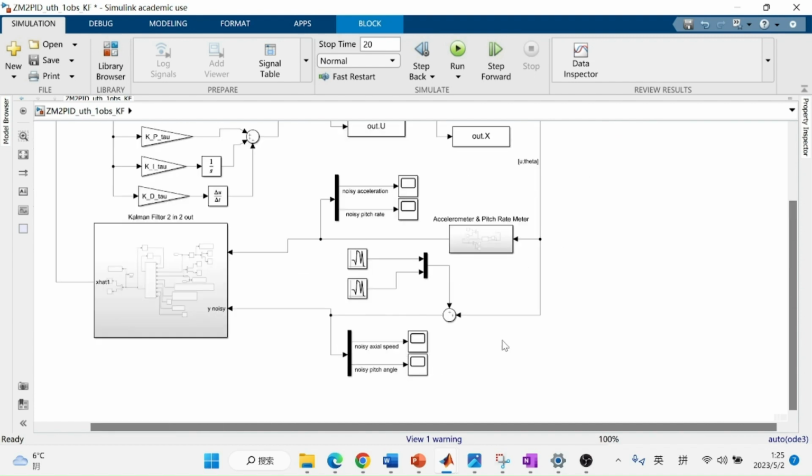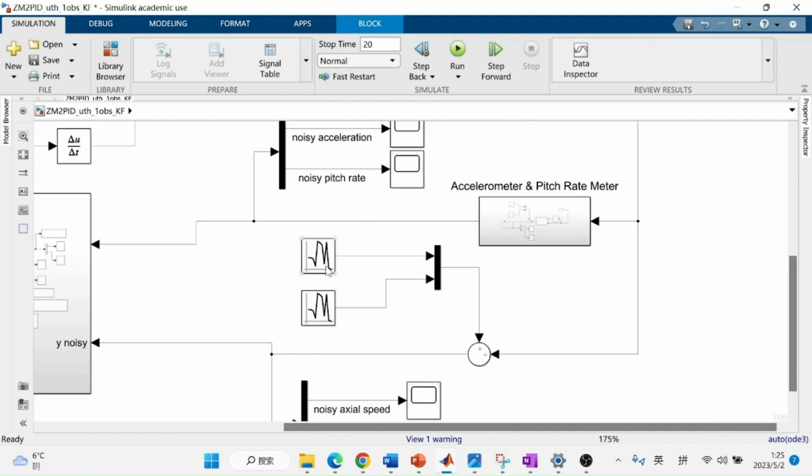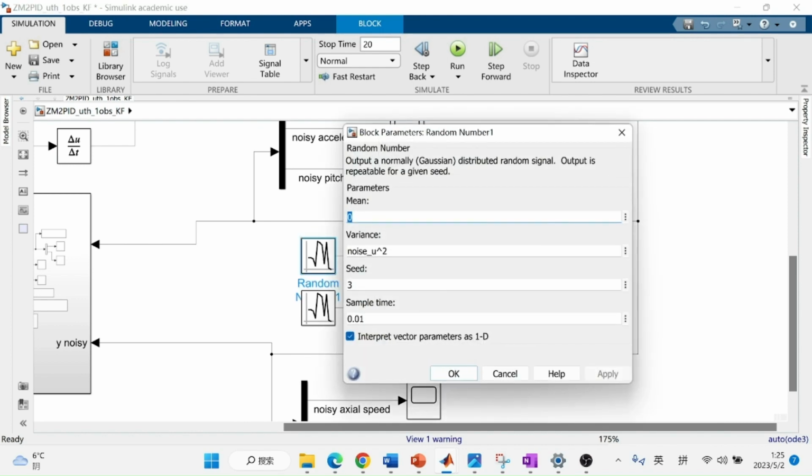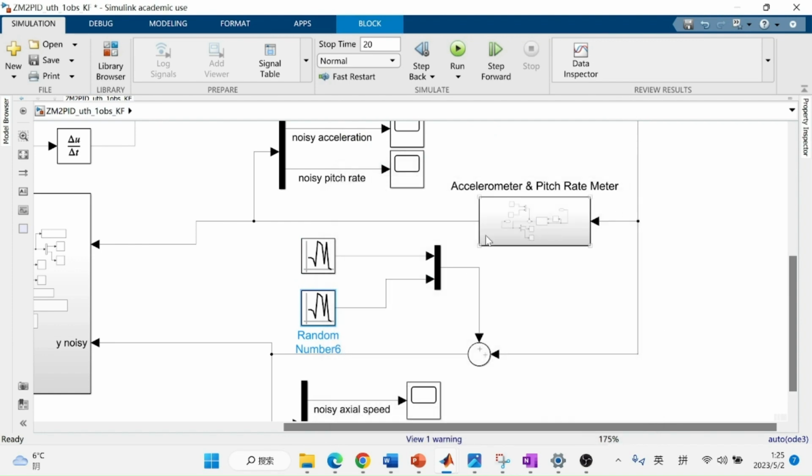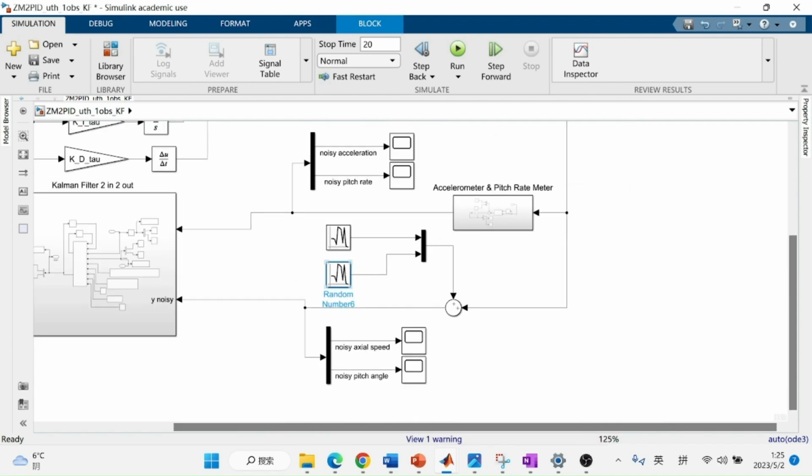So the way we add noise to the sensors is like this. They are built-in Gaussian noise blocks in Simulink. We set 0 mean and we give it a variance. And also for this one. So these are the axial speed noise and the pitch angle noise.